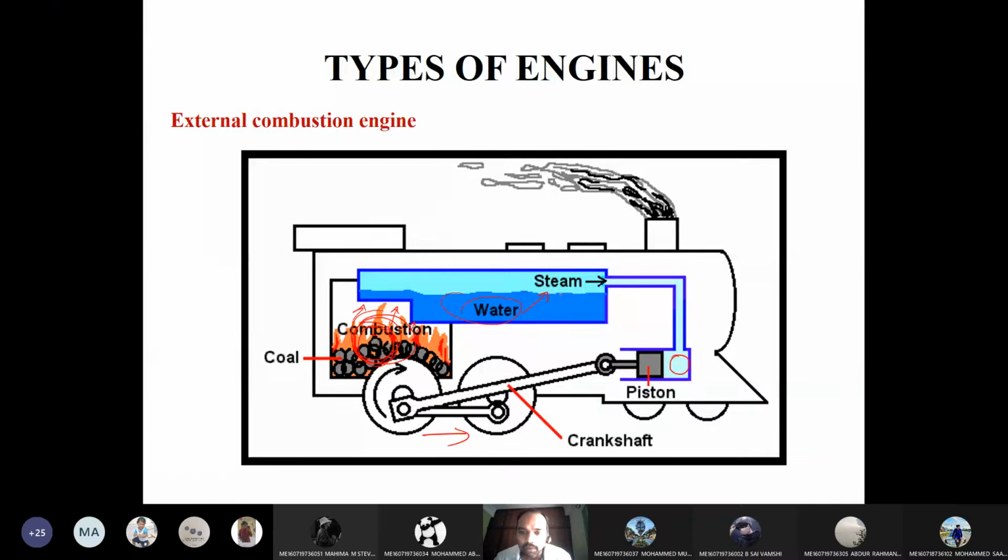Here the products of combustion are passing into the engine. Somewhere we are firing, and those products we are taking into the engine. So the combustion is taking place outside the engine, therefore we are calling it an external combustion engine.